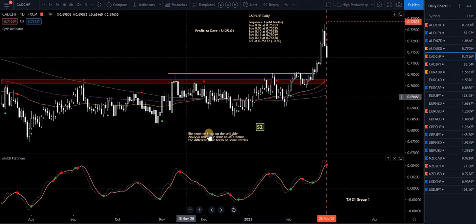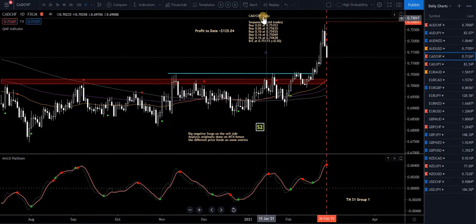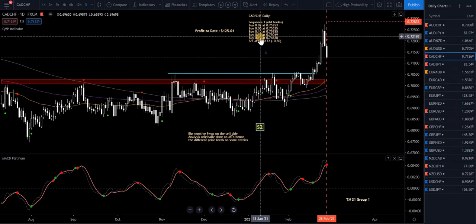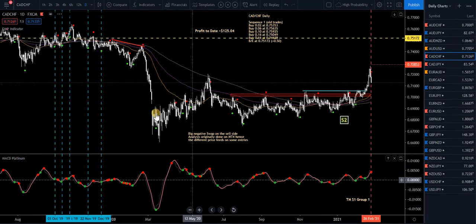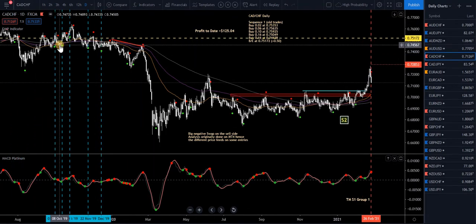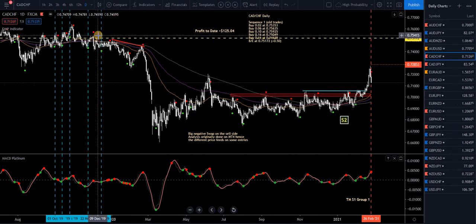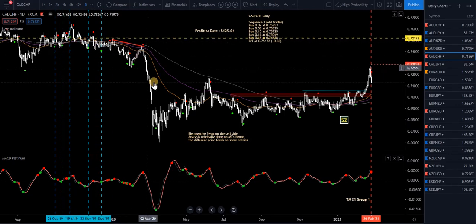Read my notes. CAD Swiss, one of my problem pairs. You'll see not many lines on the chart, but you'll also see that there's 5 buy trades here. And I should just close them out. Let's go back. Before COVID, remember before COVID, I took these 5 buy trades up here. I'm not sure why they're not closed, or I didn't close them. Then they sort of got away from me, and I'm stuck with them.